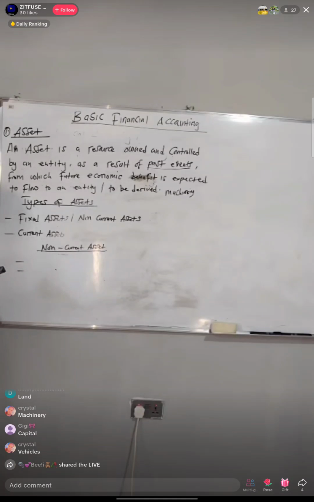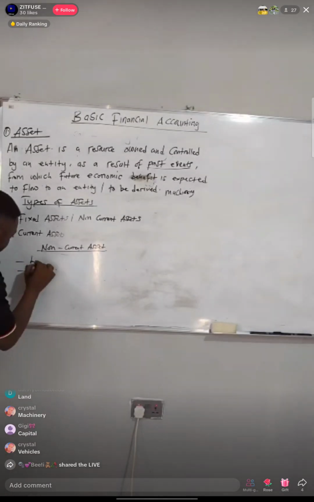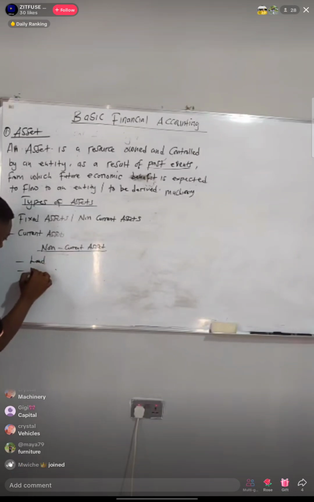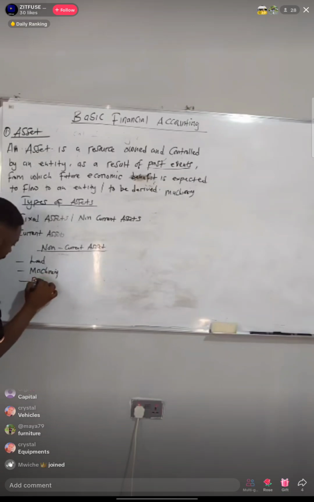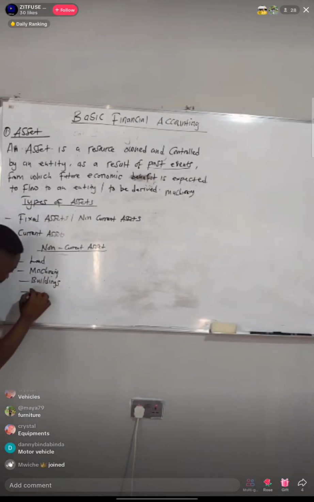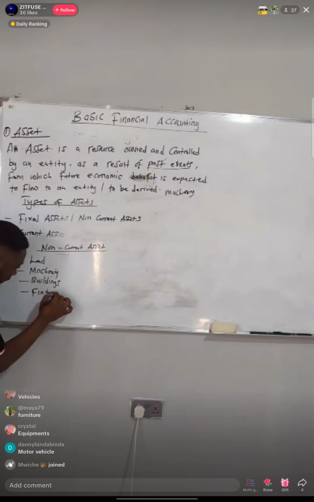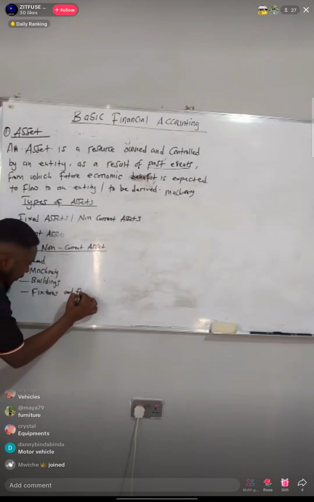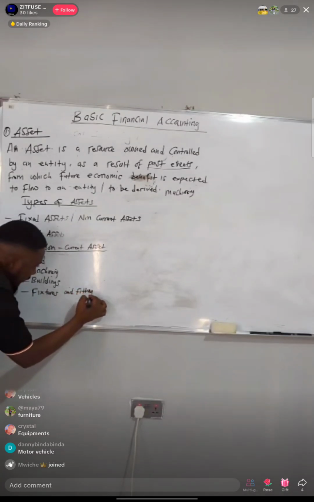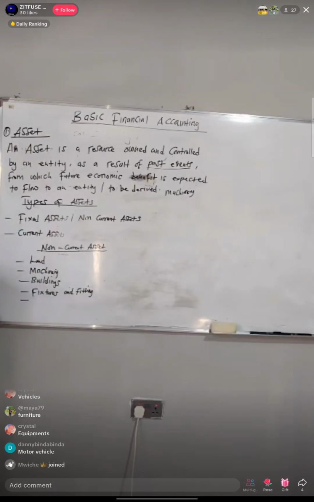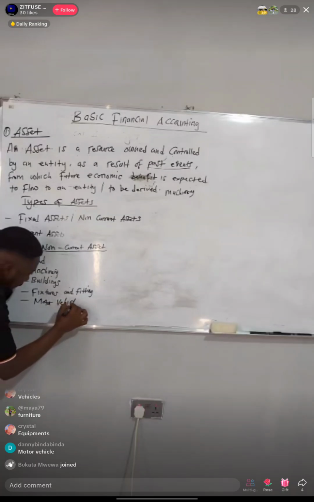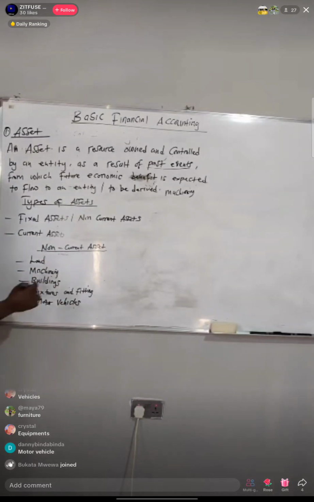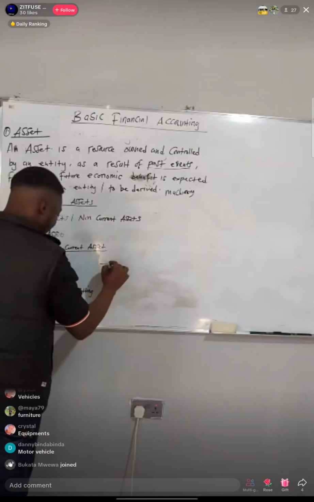Machinery, okay. So we have land, machinery, buildings, fixtures and fittings, FF, fixtures and fittings. We also have motor vehicles, and also right here, we have plant and equipment.